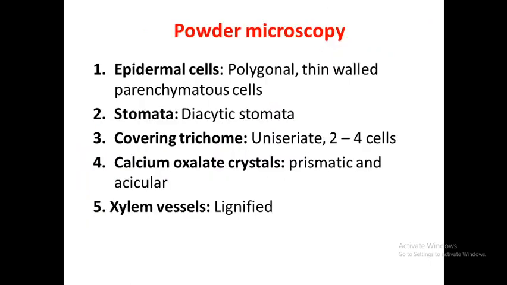The powder microscopy shows the polygonal epidermal cells, then diacytic stomata, covering trichomes which are uniseriate and 2 to 4 cells. The prismatic and acicular shape calcium oxalate crystals and lignified xylem vessels.